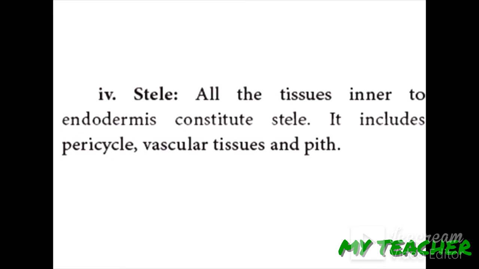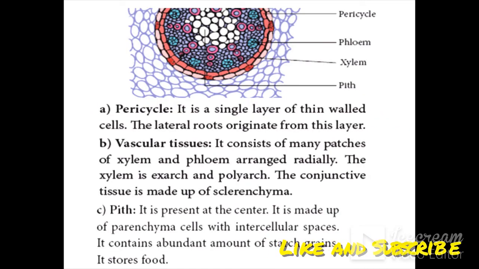Stele. All the tissues inner to the endodermis constitute the stele. It includes pericycle, vascular tissue and pith. Pericycle is a single layer of thin-walled cell. Lateral root originated from this layer. It is similar to the dicot root itself.